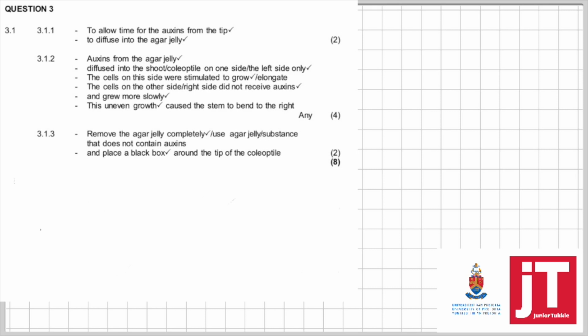3.1.1. Why was the cut tip put on the agar jelly? To allow time for the auxin from the tip to diffuse into the agar jelly. Remember, hormones move slowly. 3.1.2, we spoke about the growth. Auxin from the agar jelly diffused into the coleoptile on the left side only. This will stimulate growth and there will be uneven growth towards the right. Remember, there is no light we're mentioning. And what will the control be? Remove the agar completely or use agar without any auxin, and place it in the black box. So set it up exactly as before, but there's no auxin in this experiment. Right, that was question 3.1. I really like that question. It's a very nice question.